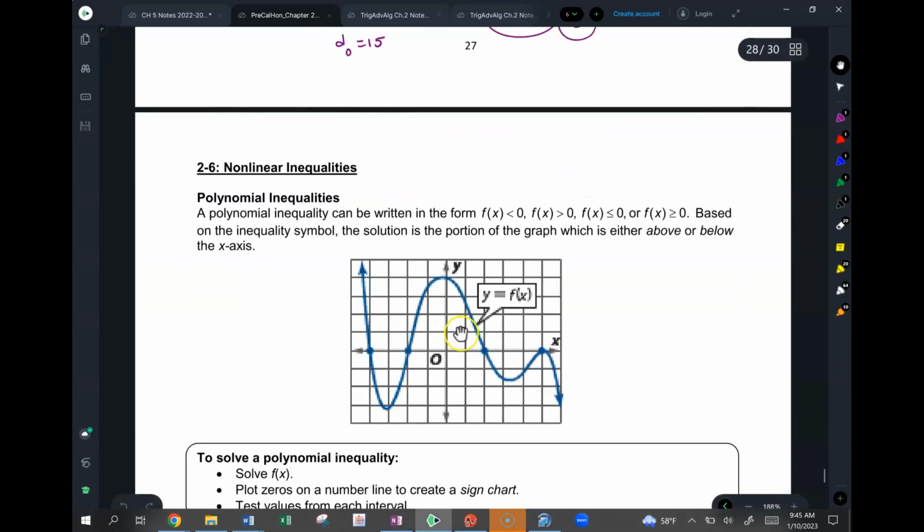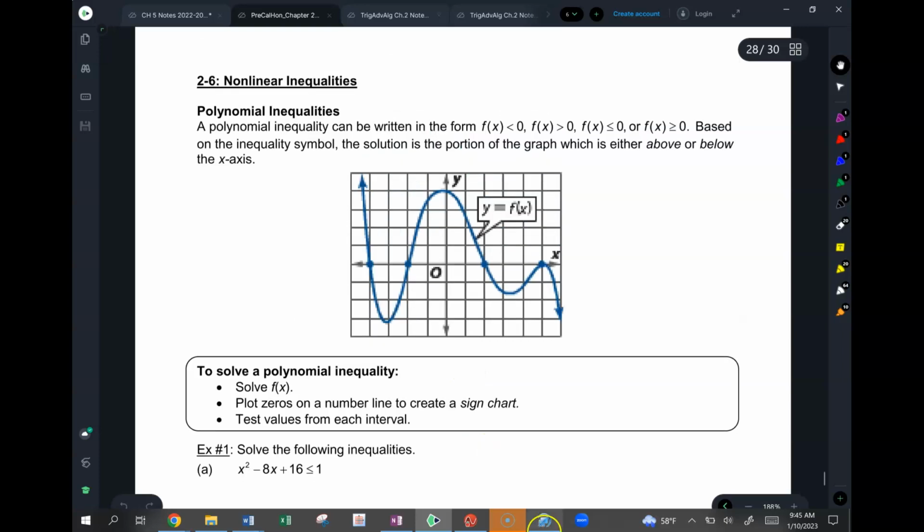In 2.6, we're going to talk about polynomial inequalities, right? So first, let's define what it means to have an inequality when we're talking about a polynomial. The way they are written is you have the function, and it's either less than or greater than 0, or less than or equal to 0, greater than or equal to 0. So that's how the function is presented. Now, let's talk about what those mean, right?